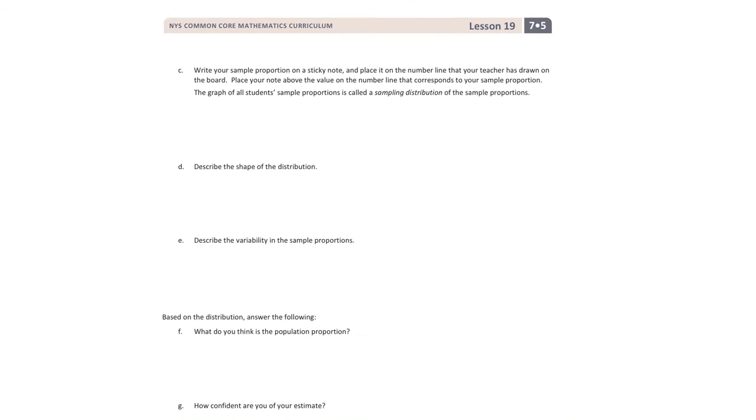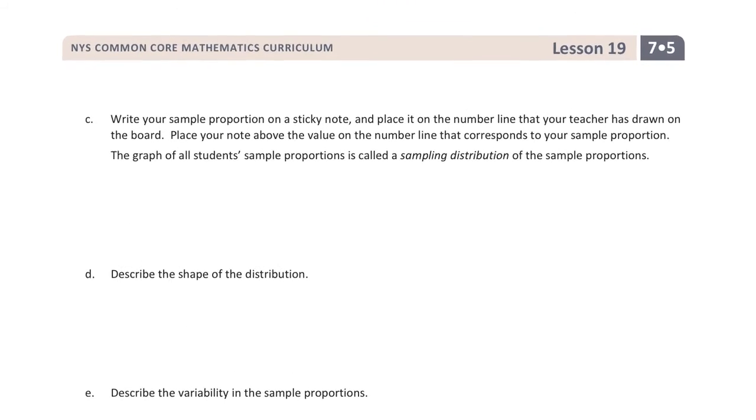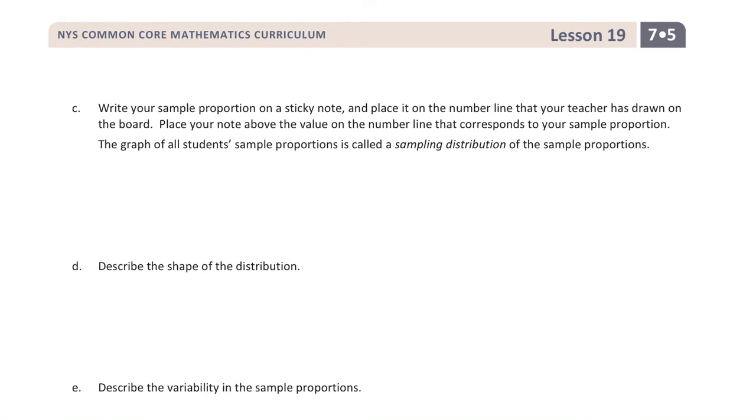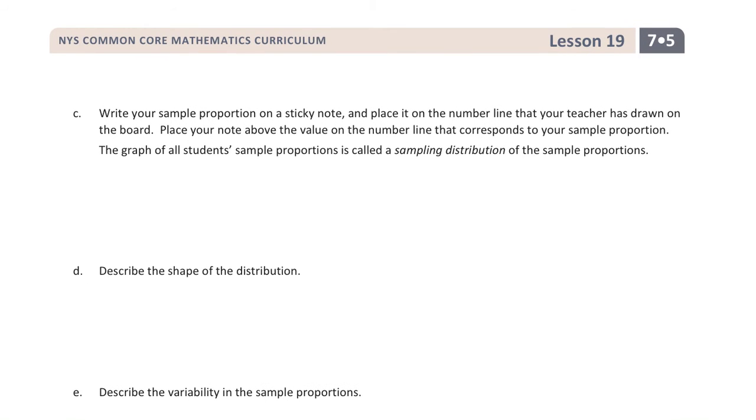All right, let's look at C. It says write your sample proportion on a sticky note and place it on the number line that your teacher has drawn on the board. Place your note above the value on the number line that corresponds to your sample proportion. The graph of all students' sample proportions is called a sampling distribution of the sample proportions.